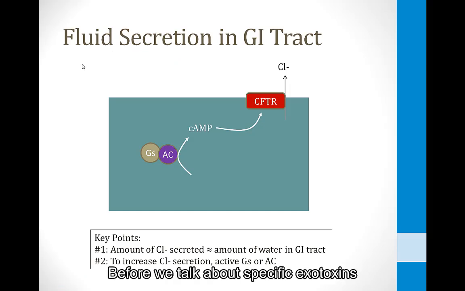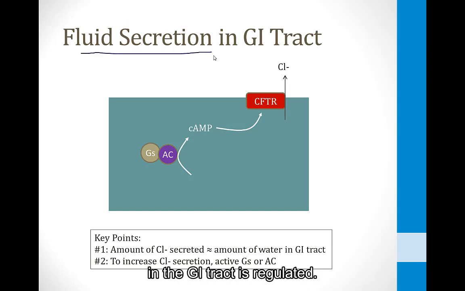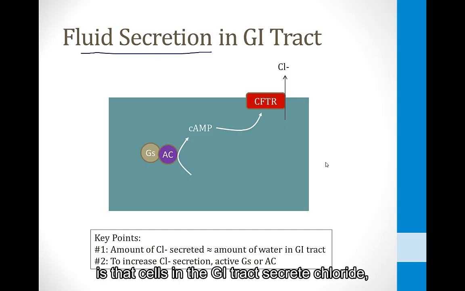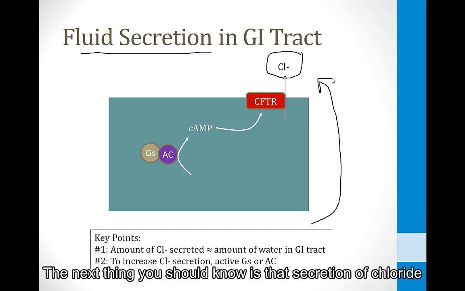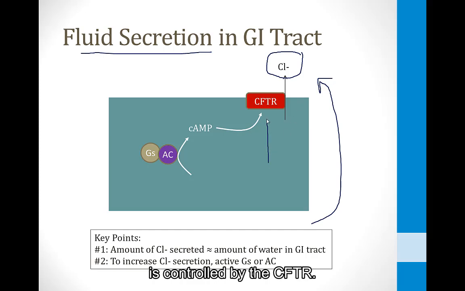Before we talk about specific exotoxins that increase fluid secretion, let's talk in general about how fluid secretion in the GI tract is regulated. The first thing you should know is that cells in the GI tract secrete chloride, and the more chloride they secrete, the more water that is drawn into the GI tract. The next thing you should know is that secretion of chloride is controlled by the CFTR.